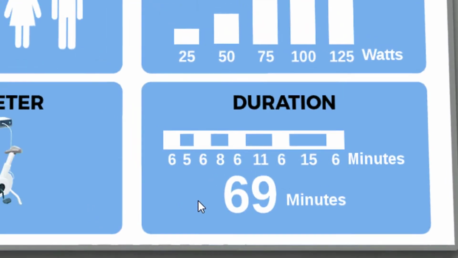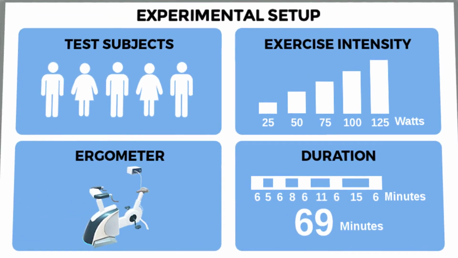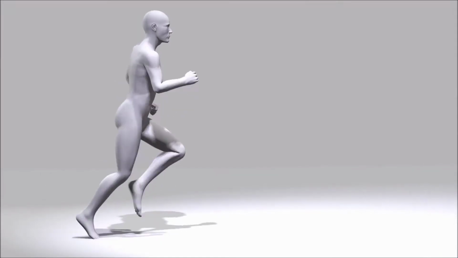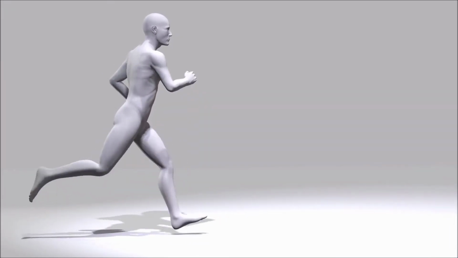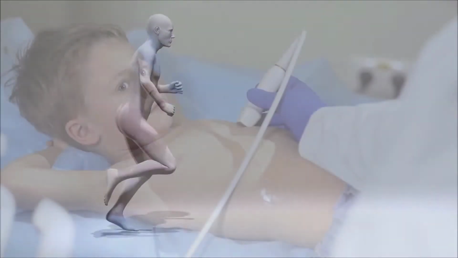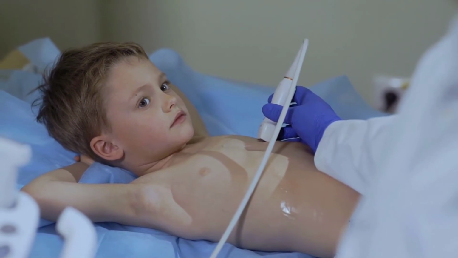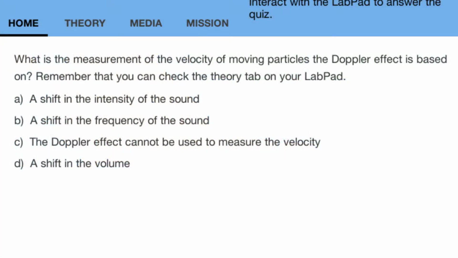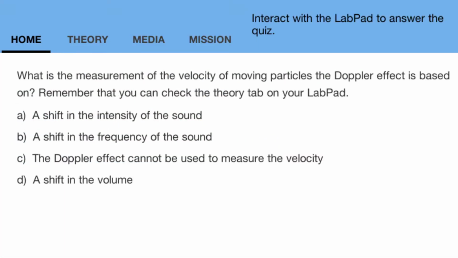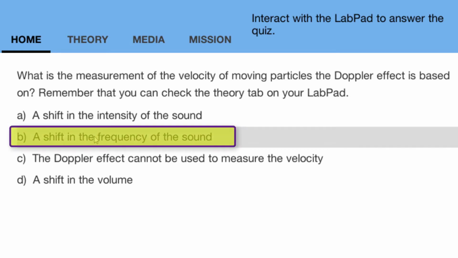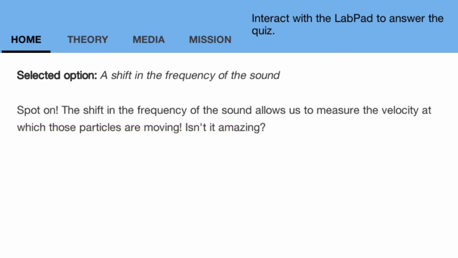Well, now that we know how we are going to execute the experiment, we should learn how to measure the different variables of interest, such as heart rate, cardiac output and stroke volume. To measure all those variables we can use the Doppler ultrasound device. It is based on the Doppler effect. How convenient. What is the measurement of the velocity of moving particles the Doppler effect is based on? Spot on. The shift in the frequency of the sound allows us to measure the velocity at which those particles are moving. Isn't it amazing?